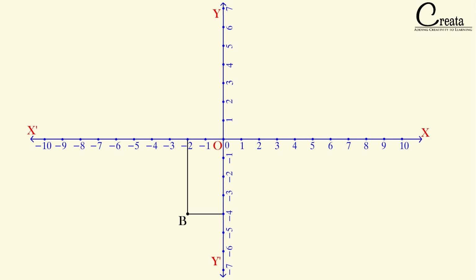Here this line is crossing the x-axis at point -2, so the x-coordinate of this point B is -2. Similarly, this line is crossing the y-axis at -4, so the y-coordinate of this point is -4. So ultimately we got the coordinate of this point as (-2, -4). -2 is the x-coordinate and -4 is the y-coordinate. Are you able to understand this fundamental? I think this topic is clear to you.